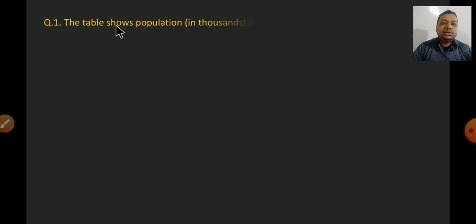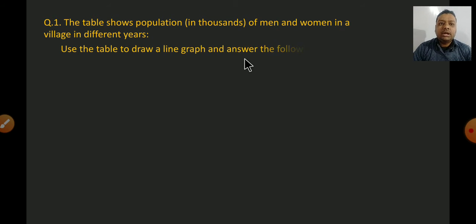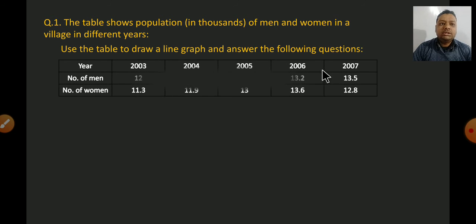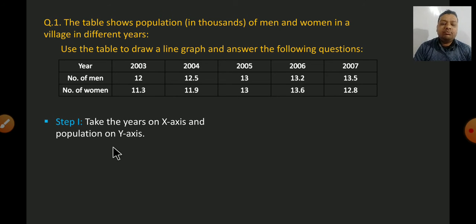The first question: the table shows population in thousands of men and women in a village in different years. Use the table to draw a line graph and answer the following questions. The years are 2003, 4, 5, 6, 7, total 5 years. Number of men is 12,000 in 2003, in 2004, 12.5 thousand, like this the table is given. Now we have to draw the double line graph according to this table. I have already drawn it, but first let's see what steps we can take.